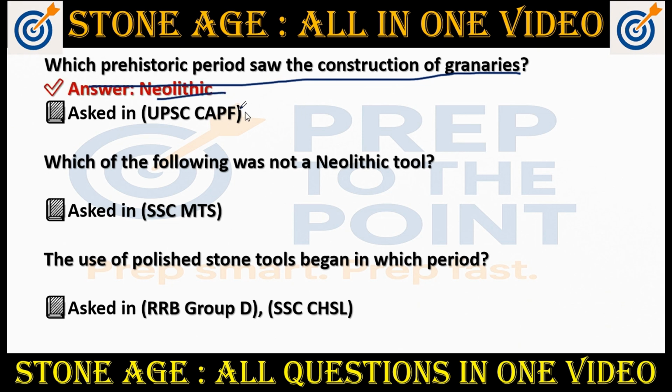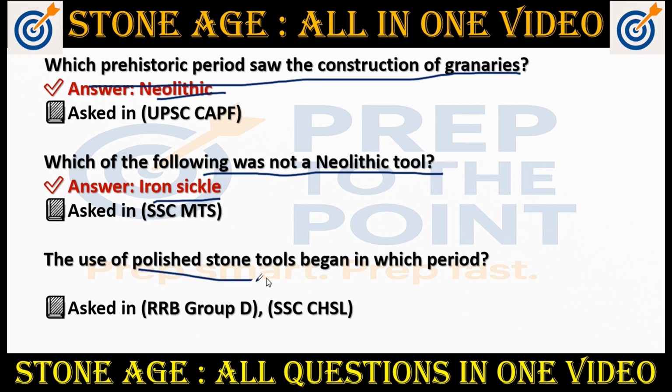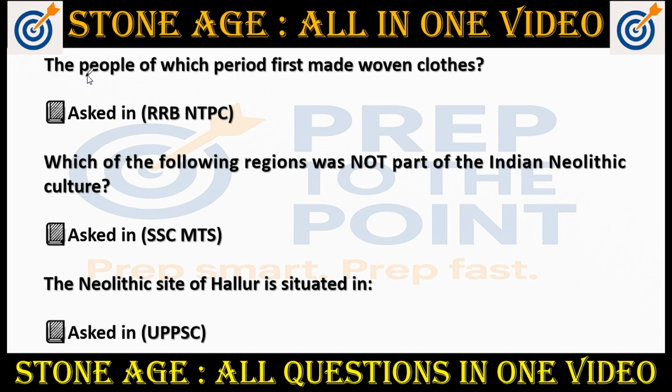It is Neolithic period. Which of the following was not a Neolithic tool? Iron sickle. The use of polished stone tools began in which period? Polished stone tools began in Neolithic period. The people of which period first made woven clothes? The people of Neolithic period.